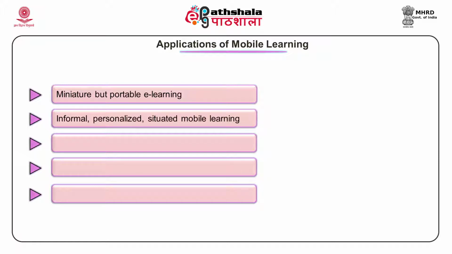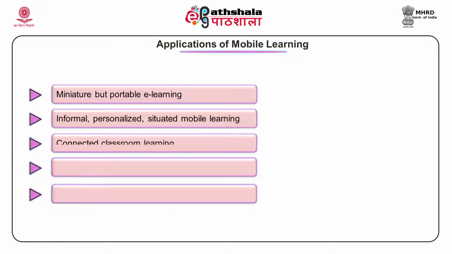Number 2, informal, personalized, situated mobile learning. Technologies are further enhanced with additional features, for example, identification through GPS, Global Positioning System. This helps the users to navigate with accuracy with the help of satellites or video capture and organize to deliver experiences that would otherwise be very difficult or impossible. This makes it informal, personalized and enhances situated learning.